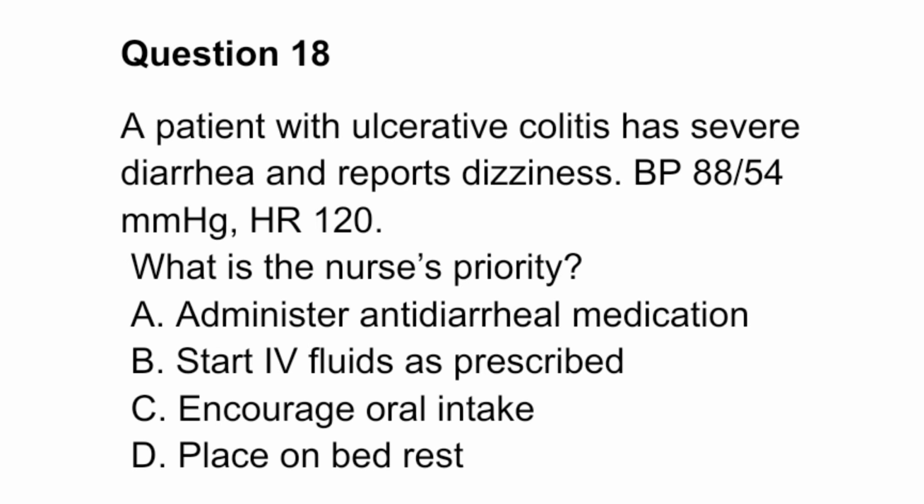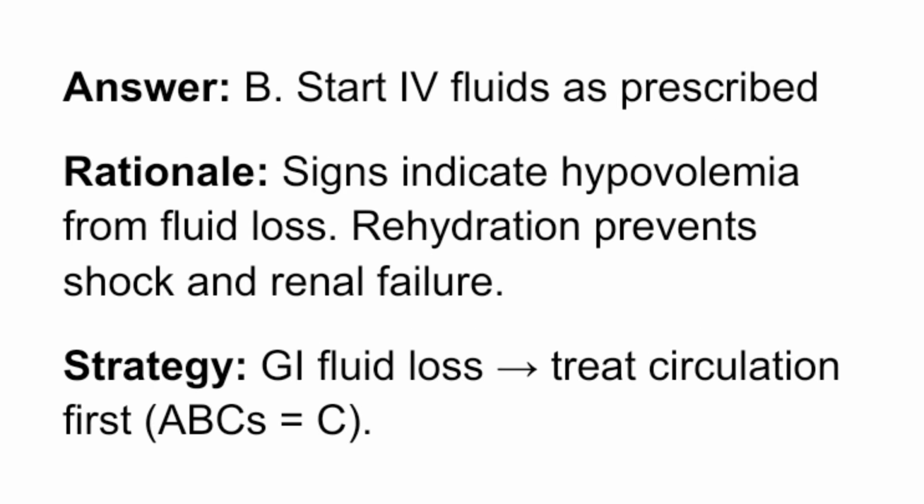Question 18. A patient with ulcerative colitis has severe diarrhea and reports dizziness. BP 88/54 mmHg, HR 120. What is the nurse's priority? A. Administer anti-diarrheal medication. B. Start IV fluids as prescribed. C. Encourage oral intake. D. Place on bed rest.